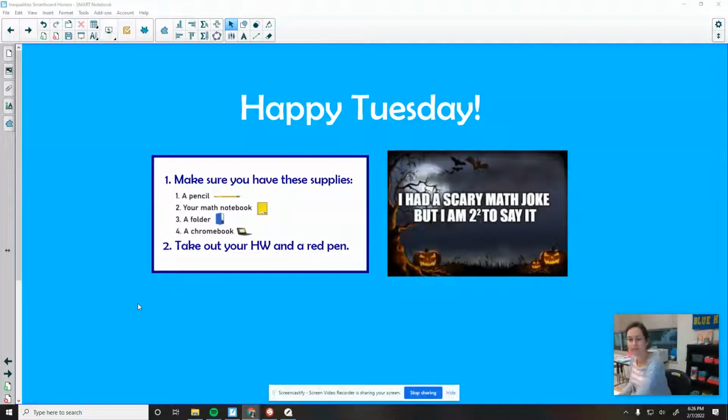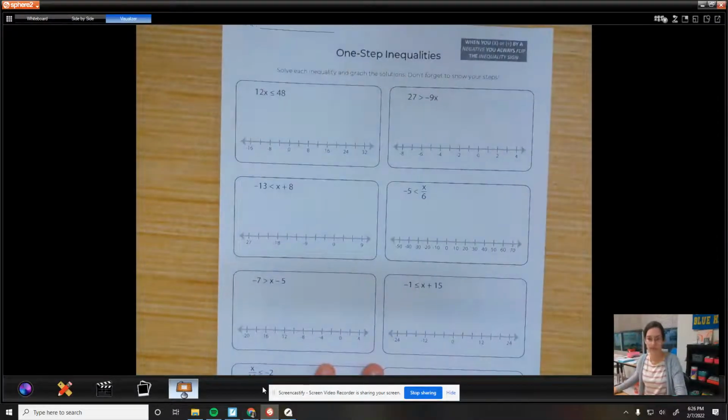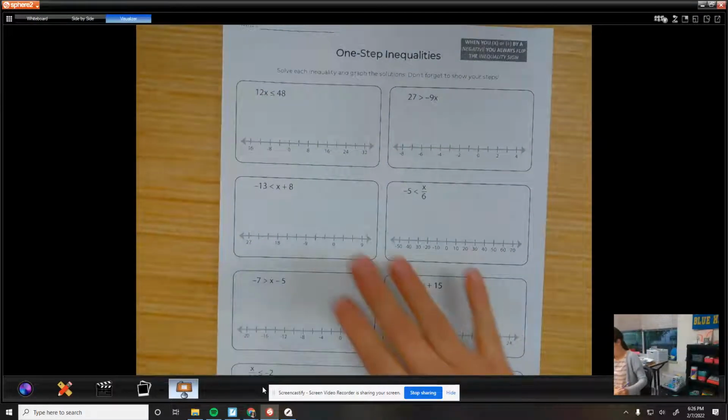I am just going to kind of run you through the steps of what we would do in a normal class period if I was here. So you should have all your supplies ready to go. We're going to grade the homework from last night. We'll just go over it real quick. We'll do a completion grade on this one.